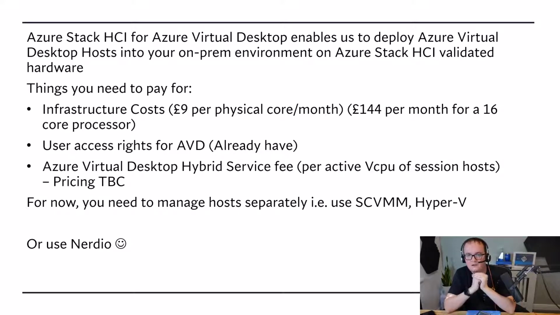And then we've got our monthly cost that we have to pay. We have to pay an infrastructure cost, which is £9 per physical core. If you're running, for example, a 16-core processor, that's going to cost you £144 a month. This is per physical Azure HCI host that you have to have. And then we already have our user rights for AVD, which we've already got if we use our 365 licensing. And then we also have to pay an Azure Virtual Desktop Hybrid Service fee, and that's going to be per active vCPU of the session hosts.